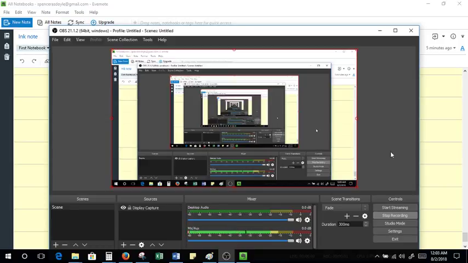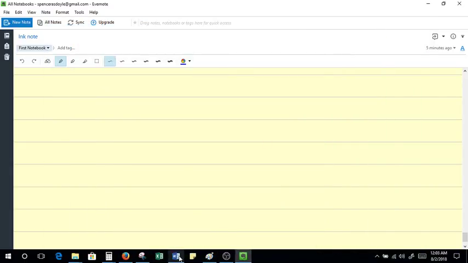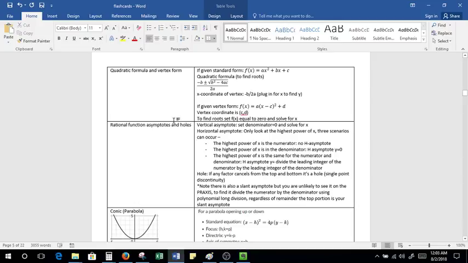Alright, last time we touched a little more on quadratics. This time we're going to take a look at rational functions. For rational functions, we're mainly concerned with these asymptotes and holes.